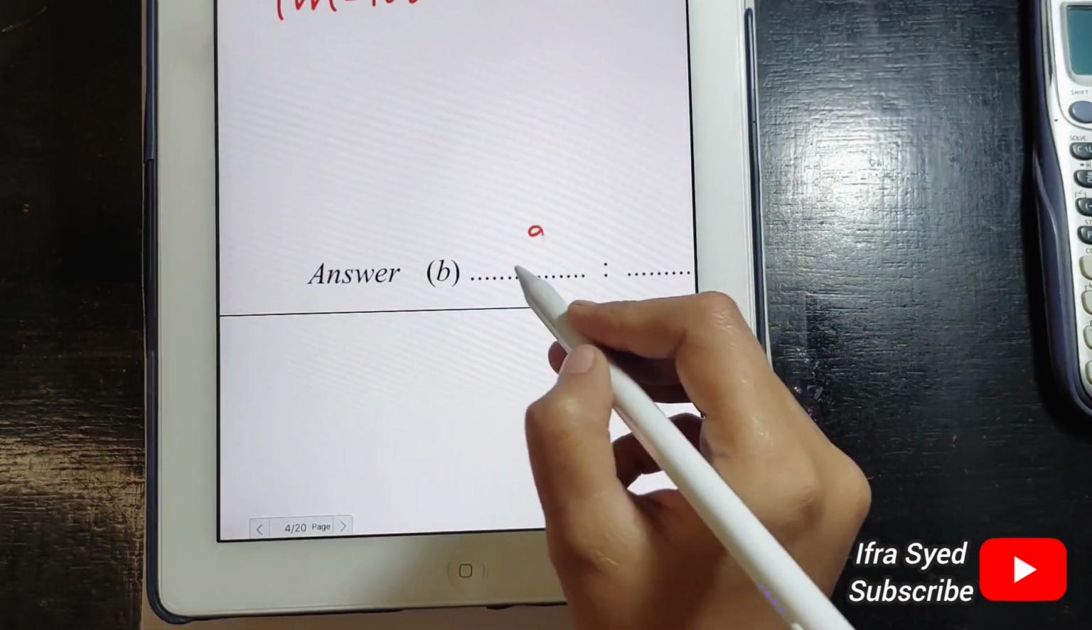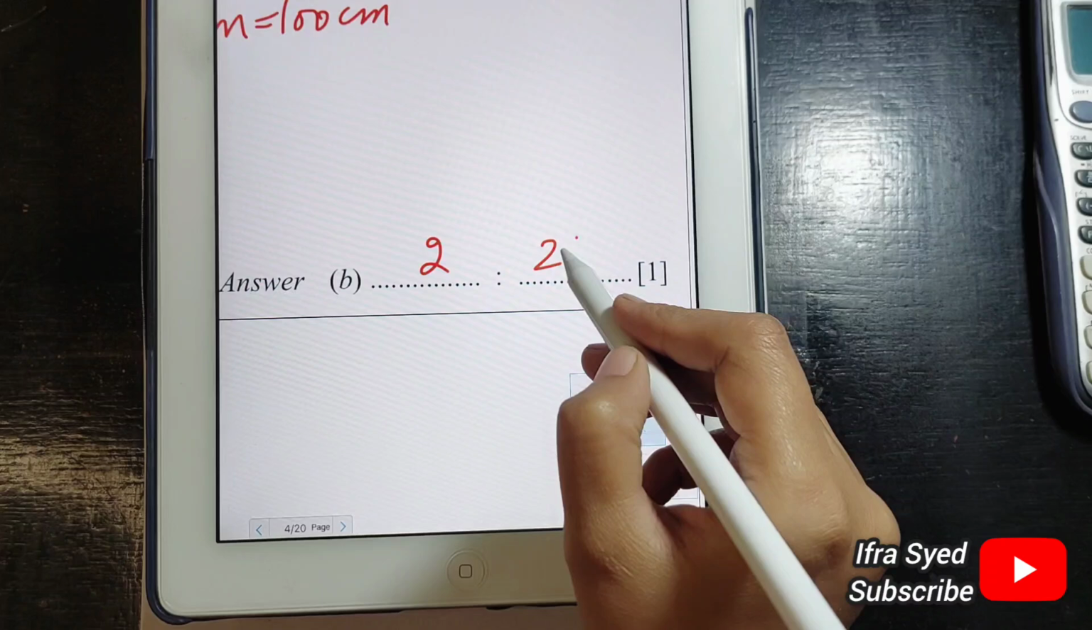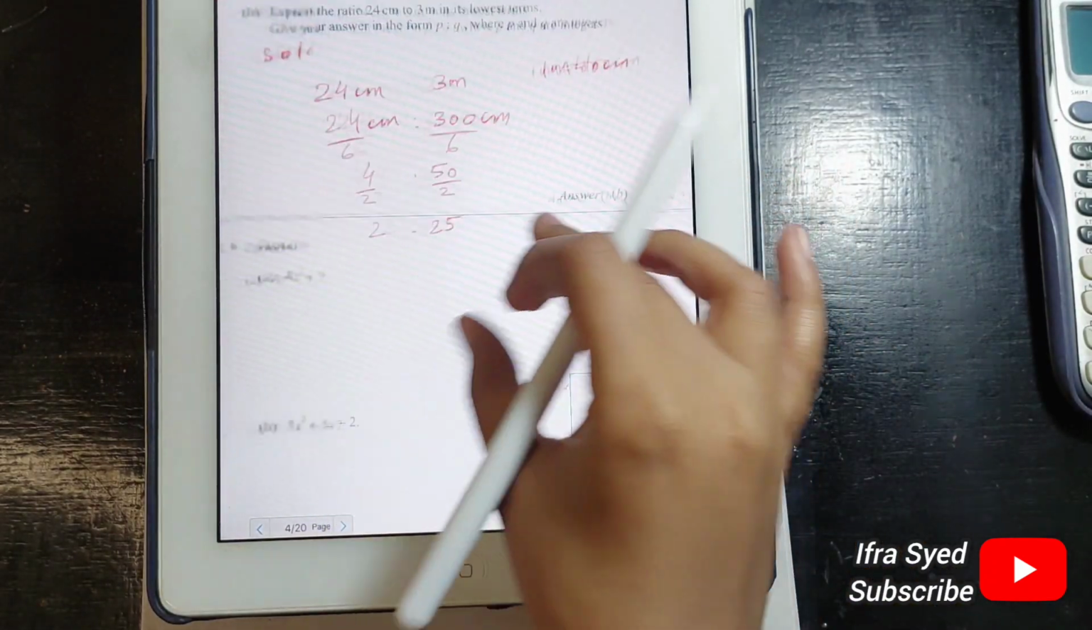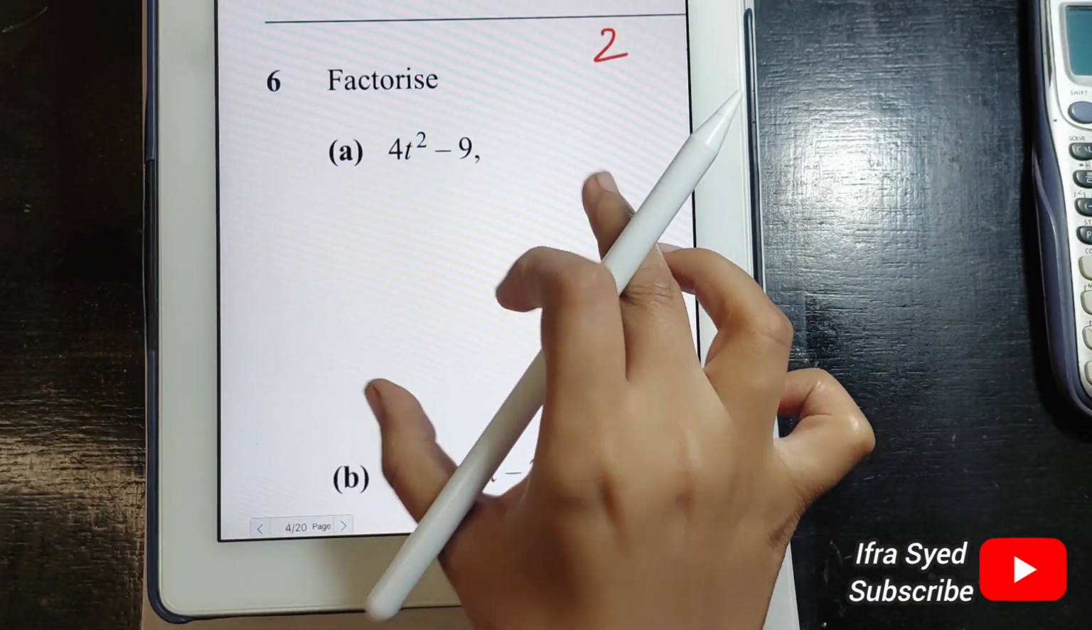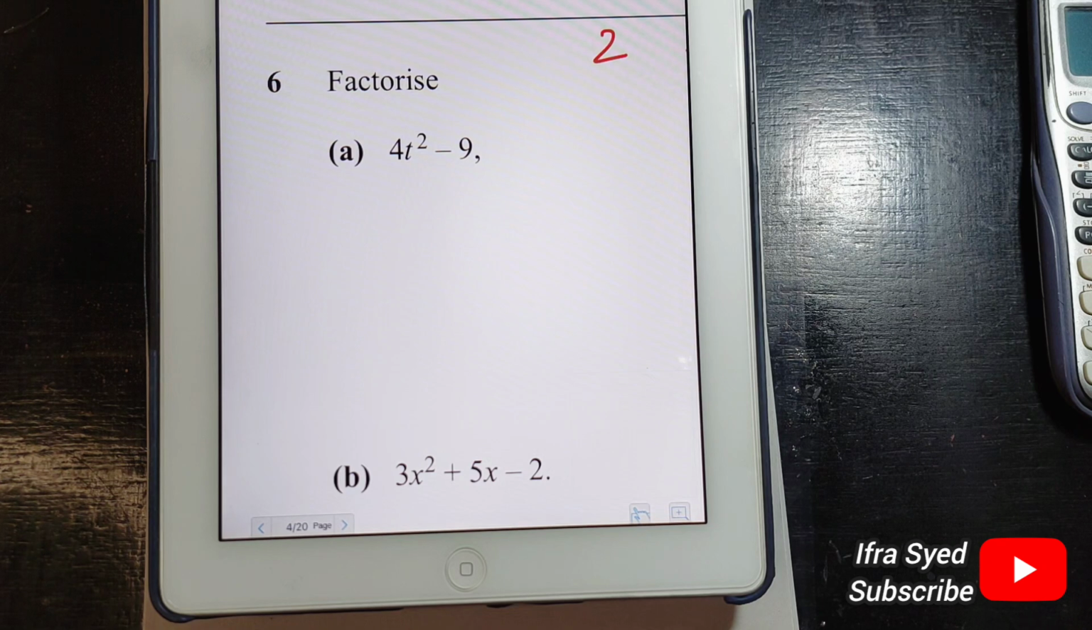So their lowest ratio is 2:25. This is our answer. Now let's move to the next question. The next question is factorize 4t² minus 9. We can easily factorize it.